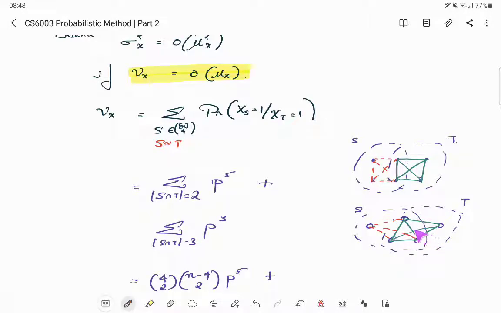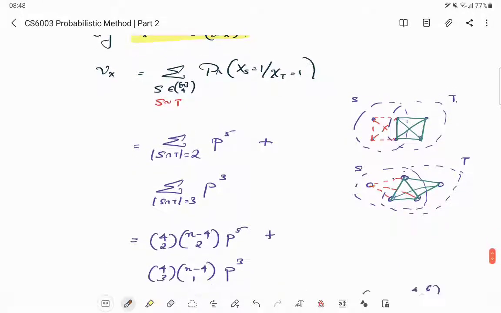In this case, when they share 3 vertices and all the 6 edges in T are present, there are only 3 more red edges remaining. If they are all present, then S is also a clique. So this happens with probability p cube. And now what is the summation? How many S's are there such that S intersection T is equal to 2?